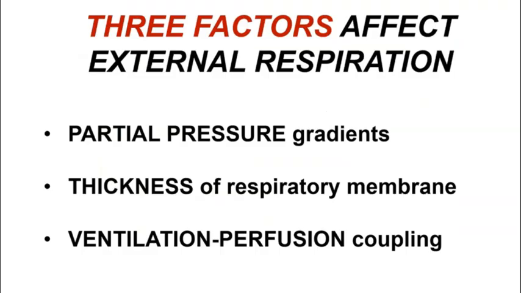So there are three factors that affect external respiration. We see that the first is the partial pressure gradients of the respiratory gases that are diffusing. We also see that the second one is the thickness of the respiratory membrane. And the third is a factor that's referred to as ventilation-perfusion coupling. So we will examine the partial pressure gradients first and return to the others later.